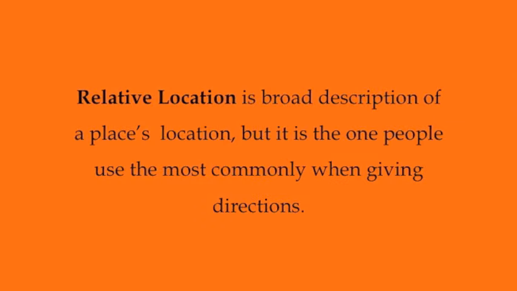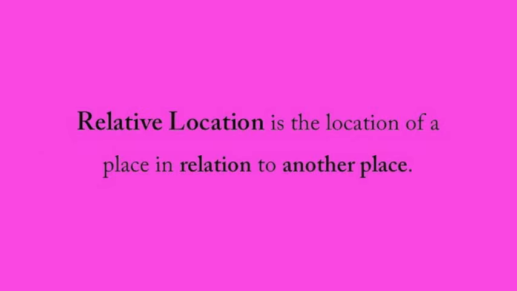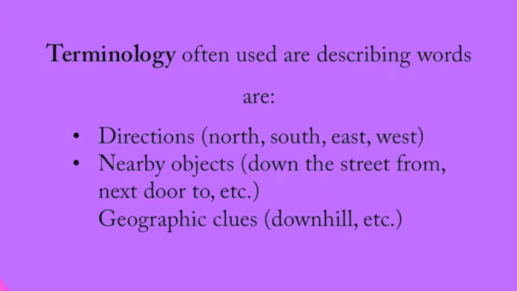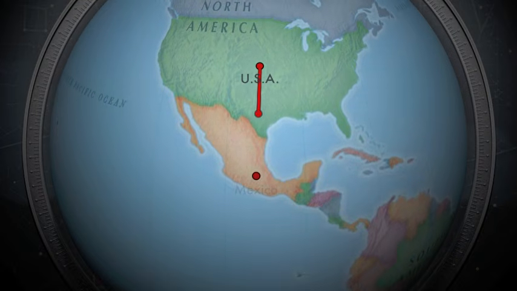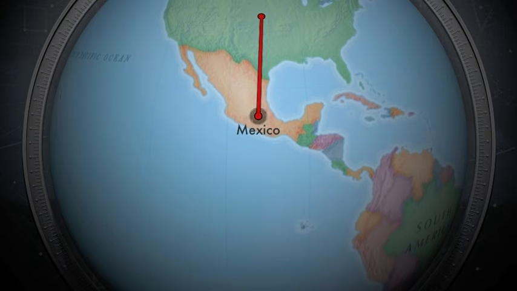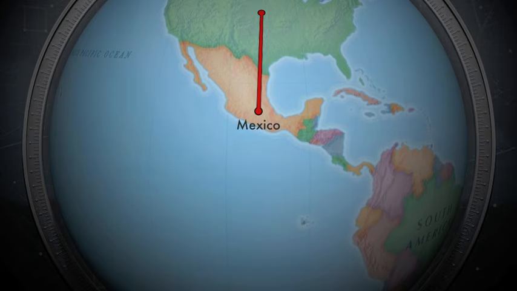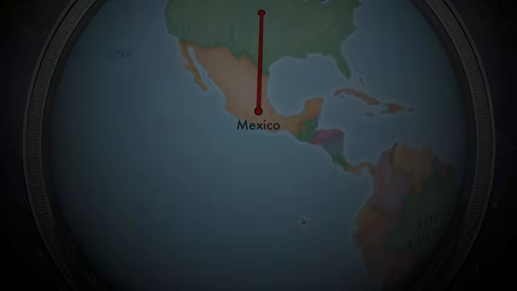Relative location is far more broad than absolute, and it is not an exact measure of where that place actually is. It is measured in comparison to another item or place. It uses the cardinal directions, surrounding objects, and geographic clues to tell people where it is. One example of using direction for the comparison in relative location is the U.S. is north of Mexico.